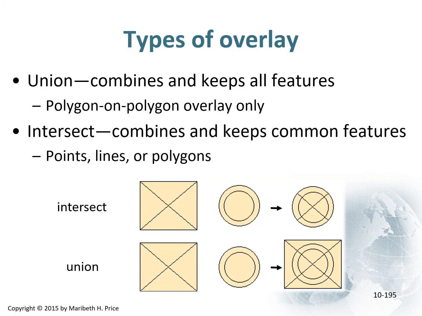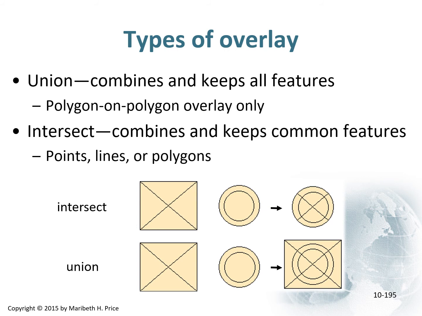Overlay, we talk about two big types here, union and intersect. Union keeps and combines everything. Intersect only keeps the stuff that's common to both features. So with intersect, you got some sort of an object, you got some sort of a target, you put them together, you get everything from the targets that's inside the thing that you're using to define your area.